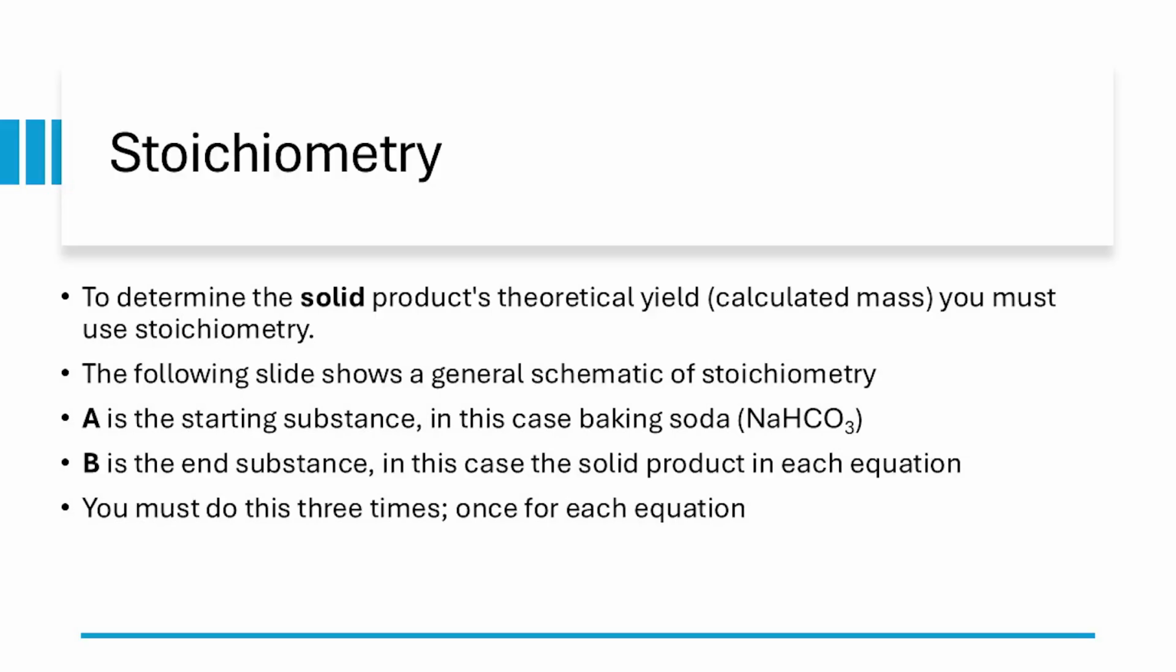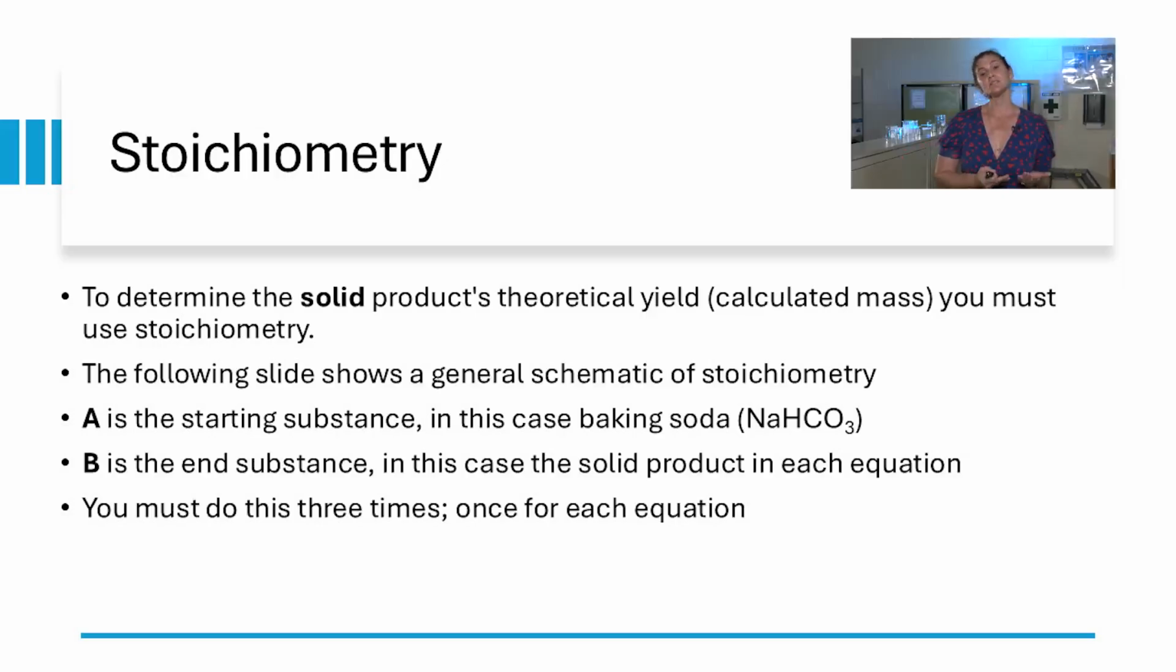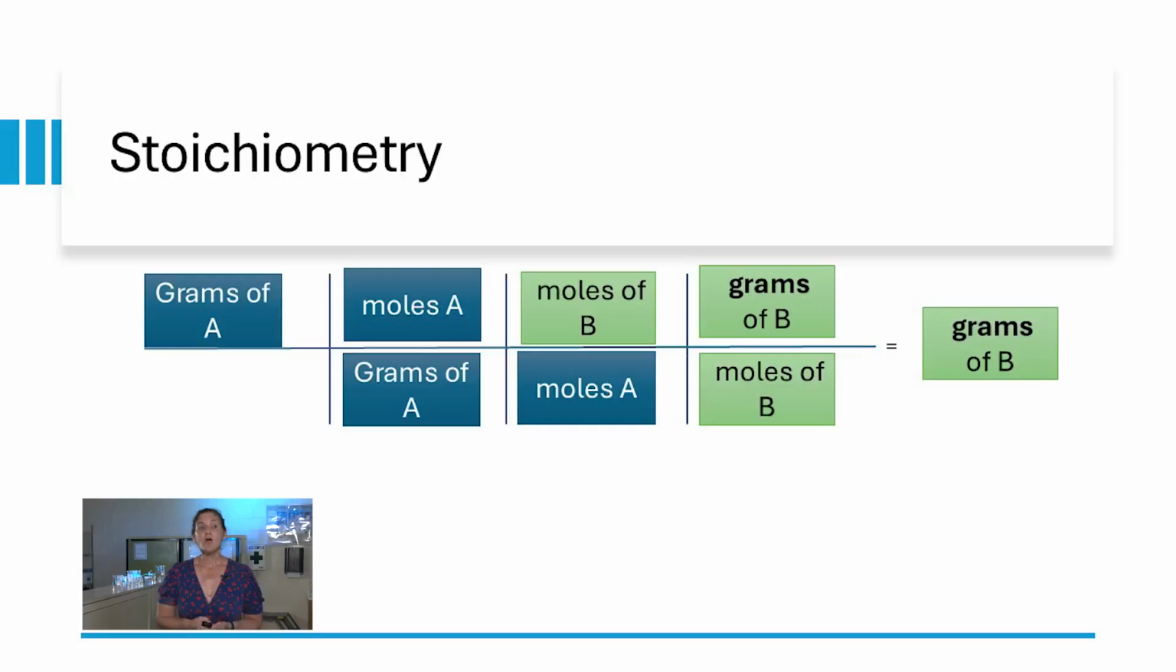So to determine the solid's mass, we're going to utilize our stoichiometry skills. We're going to start with a starting substance, A, which in this case is going to be our sodium bicarbonate every single time. Every single time you do the calculation, that mass of sodium bicarbonate is your mass of substance A. And then we're going to use our stoichiometry skills to get it to the mass of substance B. That is the thing that's going to change in each calculation, whether it's the sodium hydroxide, sodium oxide, or the sodium carbonate.